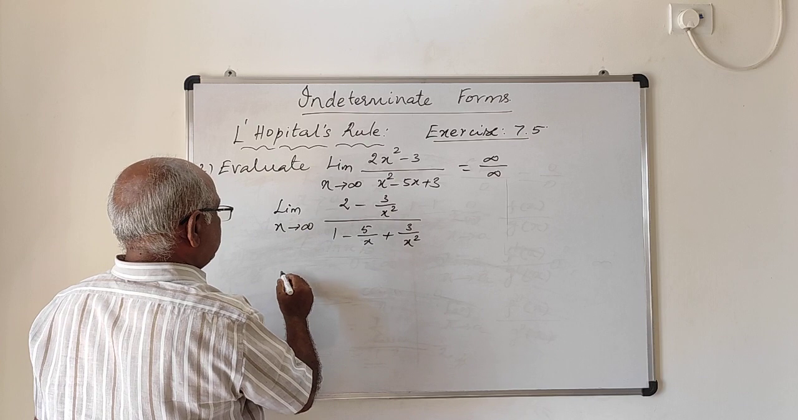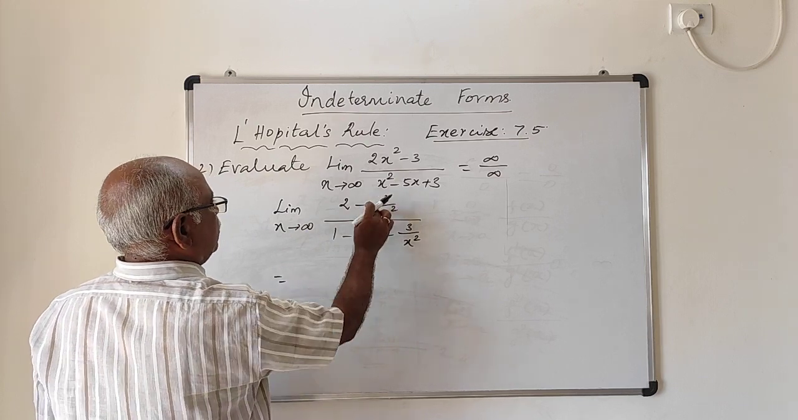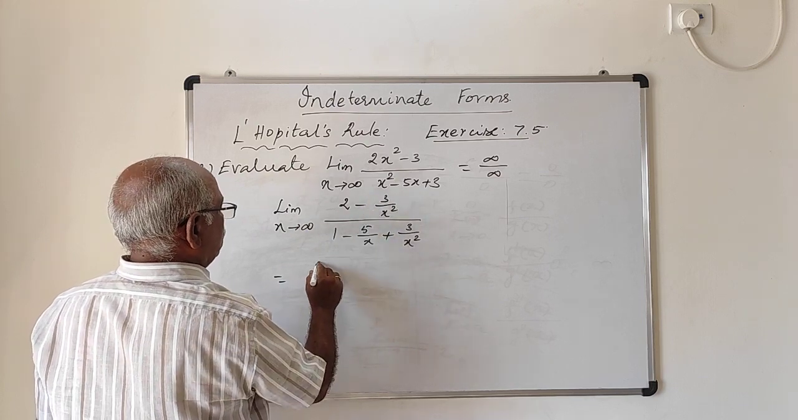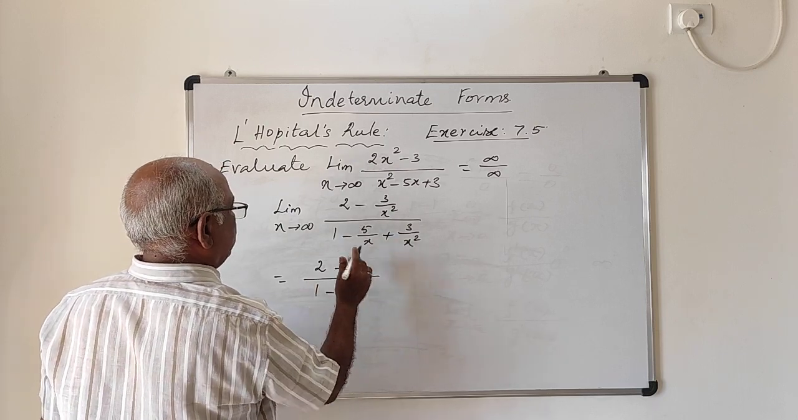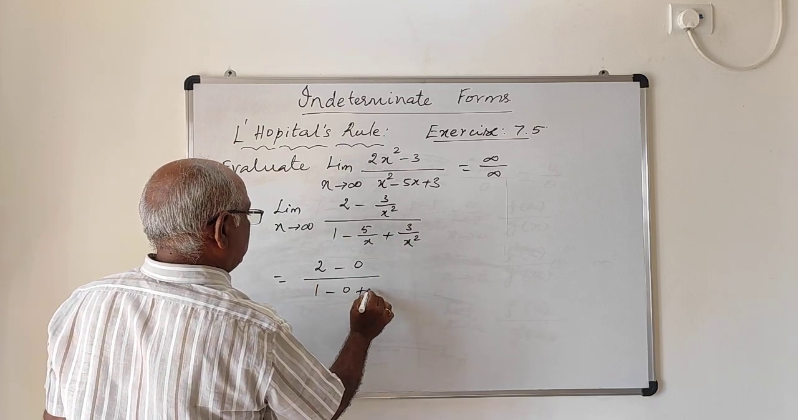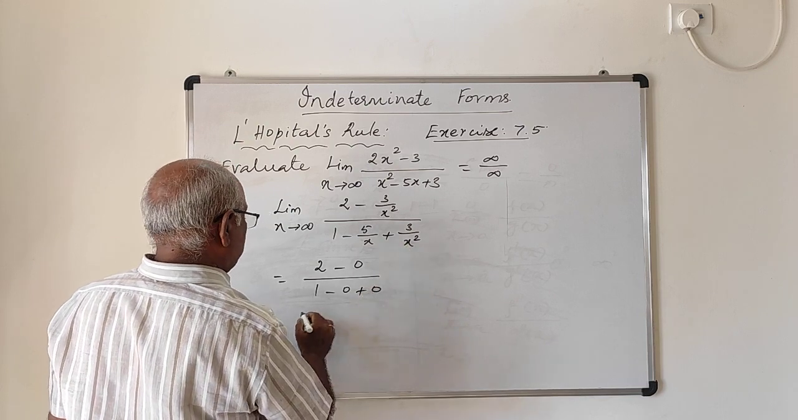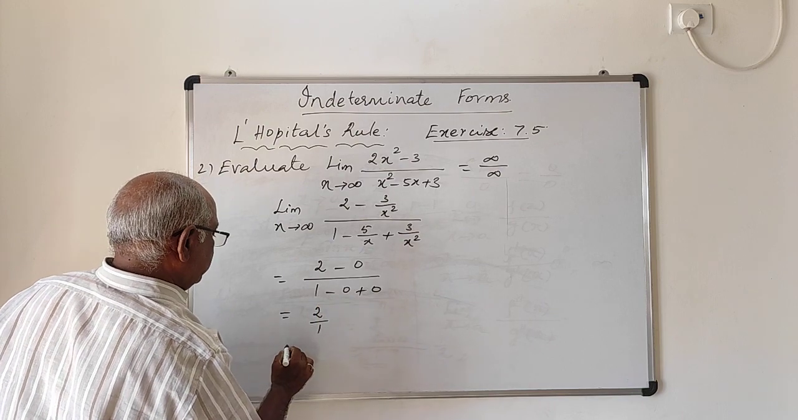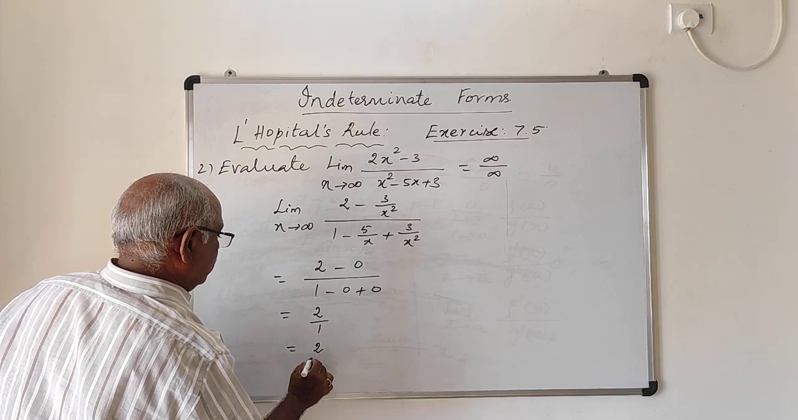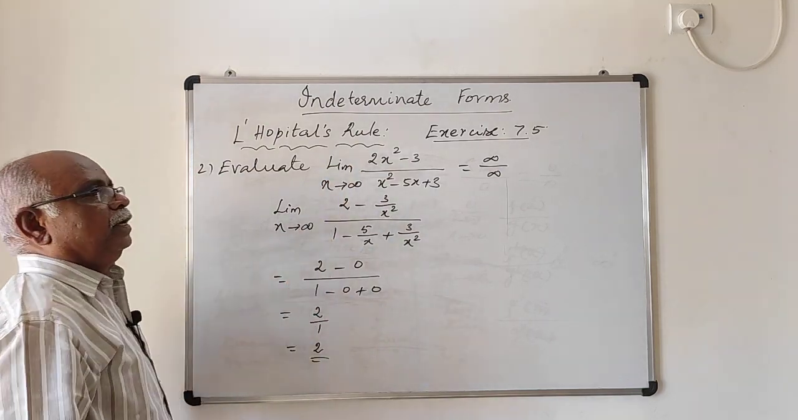Now you apply the limit. 3 by infinity is 0, so the numerator is 2 minus 0, divided by 1 minus 5 by infinity, which is 0, plus 3 by infinity, which is also 0. So you will get 2 minus 0 is 2, by 1. That is equal to 2. This is your answer for this problem.